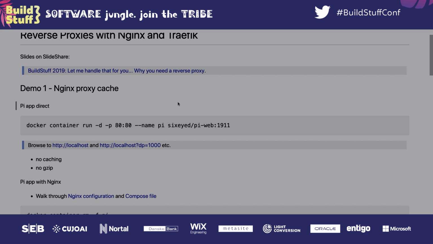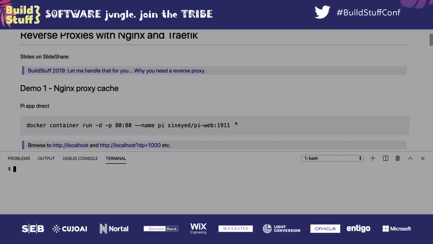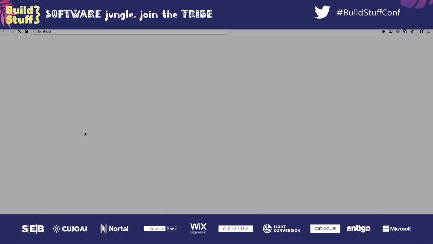So the first feature that is the most useful is caching. So I can cache the content that comes from my application and reduce the amount of end-user traffic that hits my app. So if I open my terminal here, I'm going to run a really simple app just as a Docker container to start with. So no proxy at the moment. This is just an ordinary web application. So this is a fairly noddy application.